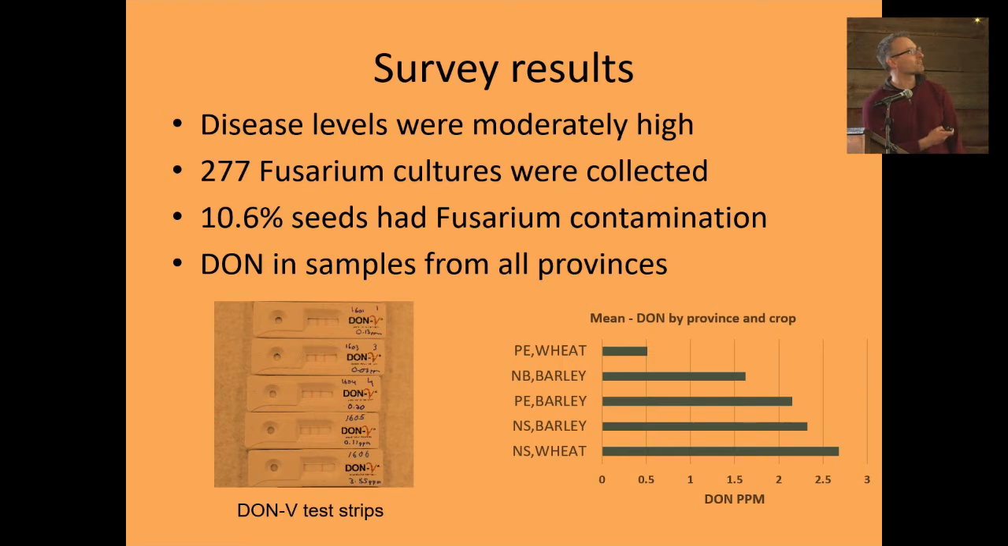In total, we plated about 2,600 seeds, and from 10.6% of them we were able to culture a Fusarium culture. And out of that, 277 of them were Fusarium graminearum. So we cultured a lot of Fusarium graminearum. We also did mycotoxin analysis from all the provinces. And just a rough overview, we found that most of the DON was actually in the samples from New Brunswick and Nova Scotia in wheat and barley, followed by PEI barley, then New Brunswick barley, and the lowest amount of DON was actually found in PEI winter wheat. We didn't have any PEI spring wheat samples in this survey.